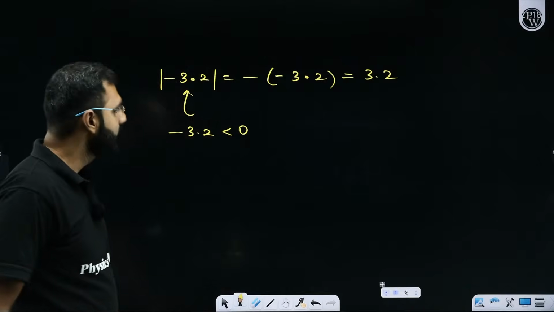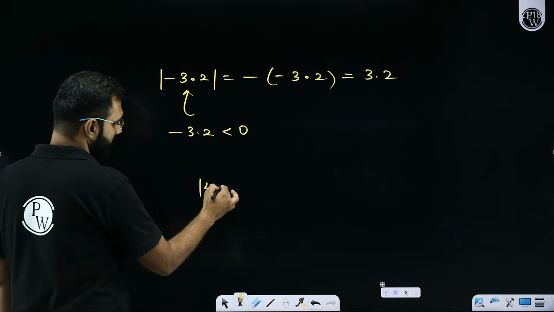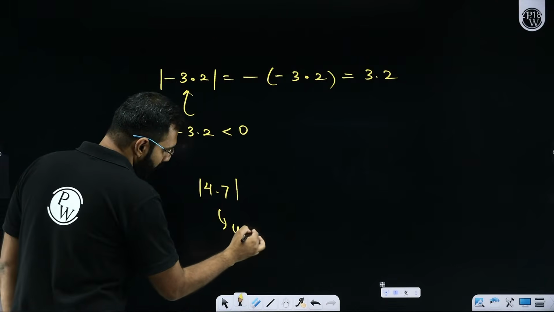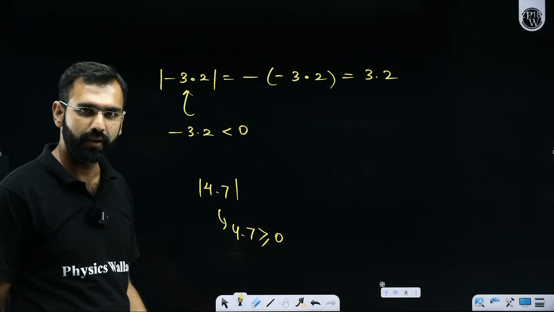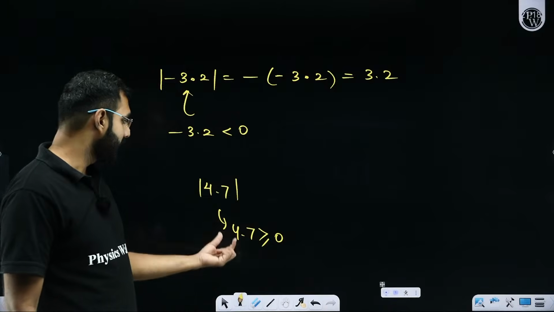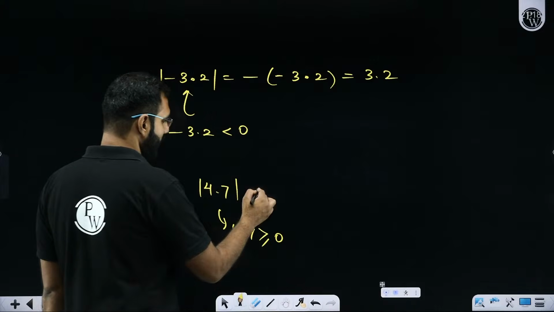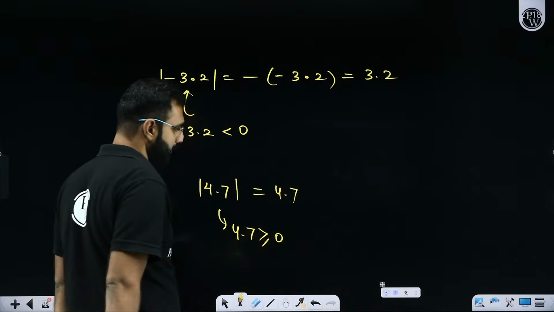Got my point? Similarly, if I look at 4.7, just check it out. 4.7 as a number is greater than or equal to 0, which means it is non-negative. So if it is non-negative, the magnitude of 4.7 is clearly 4.7, and that is how you'll simply write it.